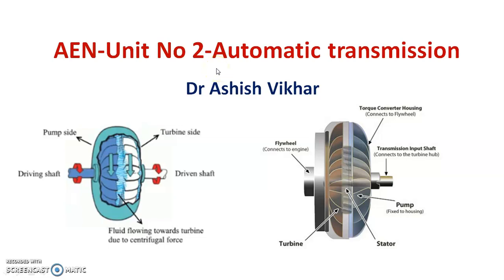In the previous lecture we understood the difference between manual transmission, fully automatic transmission, semi-automatic transmission and CVT, continuously variable transmission. There are two devices used in automatic transmission. One is called fluid coupling and the second one is called a torque converter. You will see the pictures of these two devices in front of you.